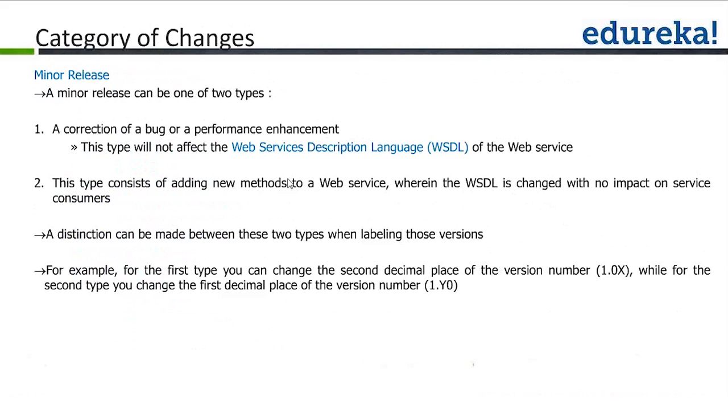Let's try to understand minor change in more detail. A correction of a bug or a performance enhancement. There was some bug in the product, let's say you are not able to move back and forth in the product very well, and Adobe has fixed that bug and released a new version. This type consists of adding new methods to a service wherein the WSDL is changed with no impact on service consumers. So now let's say this is a backward compatible change.